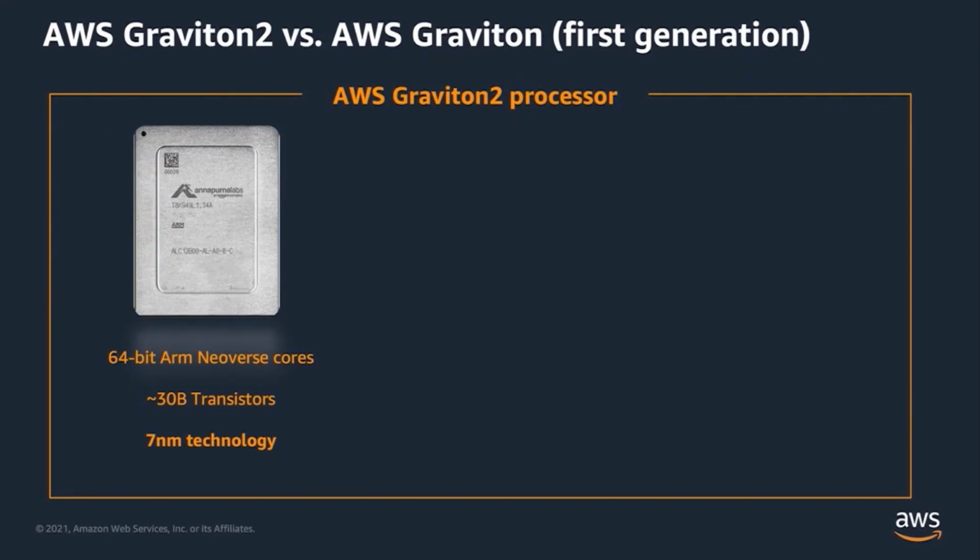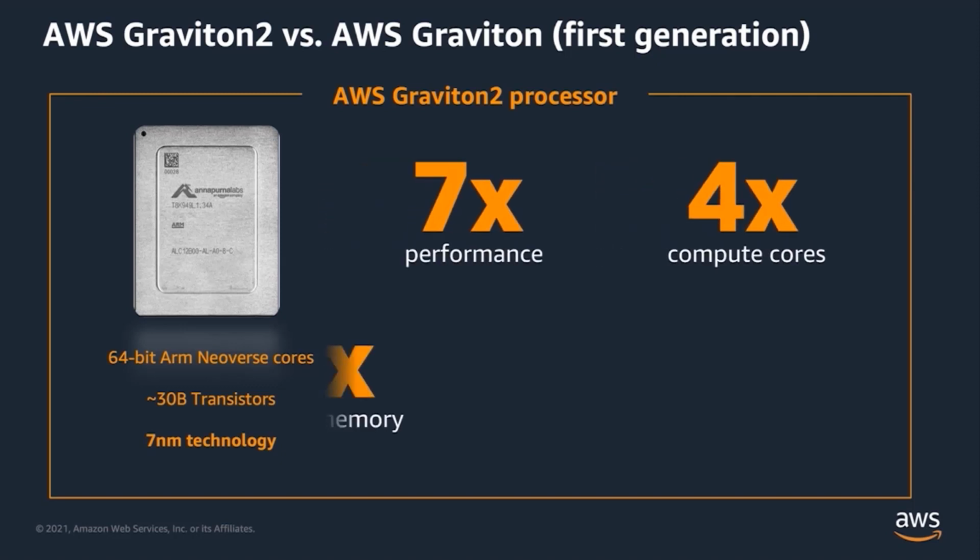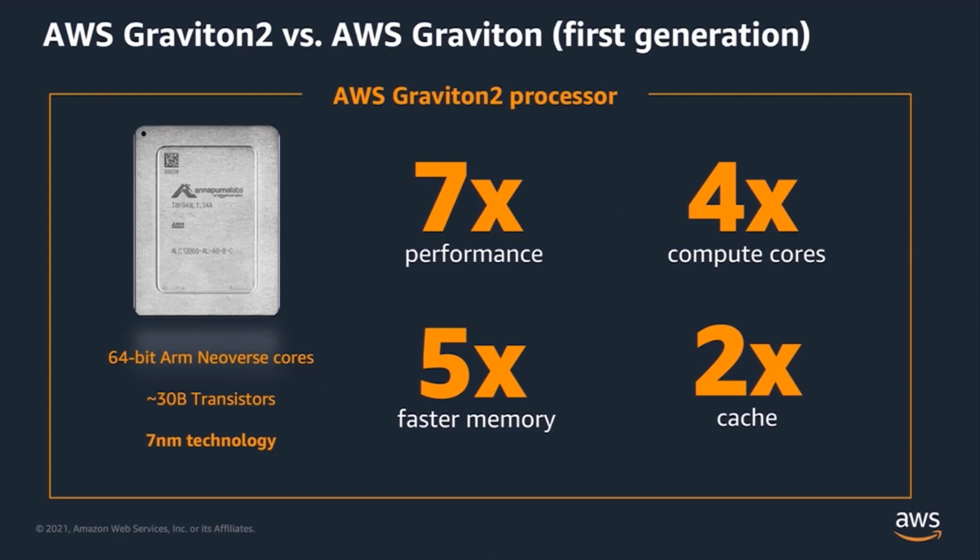So here's an actual photo of the new AWS Graviton2 processor. It has 64-bit ARM Neoverse N1 cores, roughly 30 billion transistors, and it's the first 7nm processor deployed at AWS. And compared to the first generation of Graviton, Graviton2 has 7 times the performance, 4 times the number of cores, 5 times faster memory, and twice the total amount of cache. And it really delivers some tremendous performance. So let's look at where we're utilizing this processor in our actual EC2 instances today.